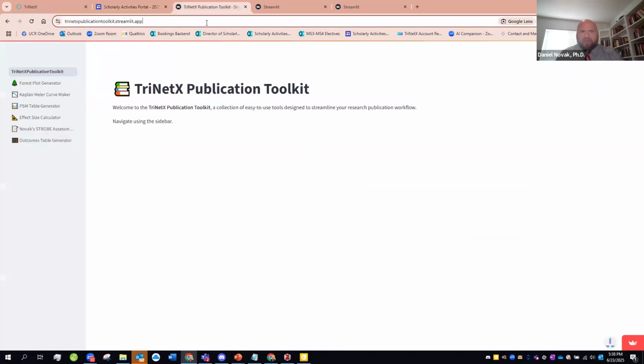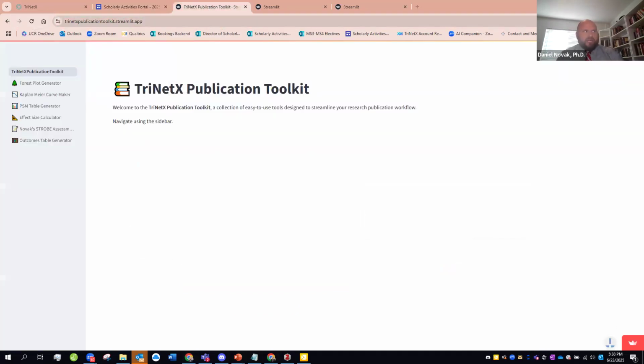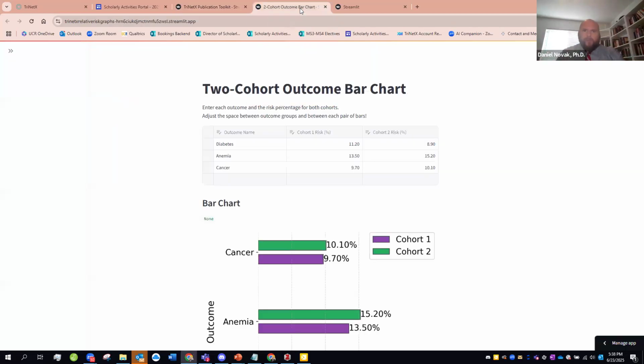I also want to put the link back in the chat for some of the TriNetX publication tools. We haven't yet released this fully, and we'll be covering this later on, but for those of you who have already started developing stuff in TriNetX, these tools are very useful for helping to bridge the gap between your TriNetX project and a publication or a poster.